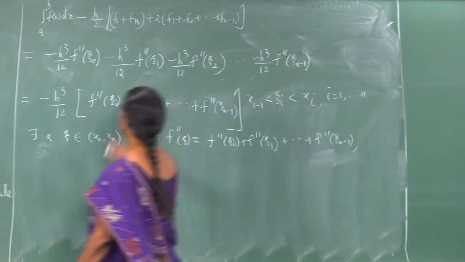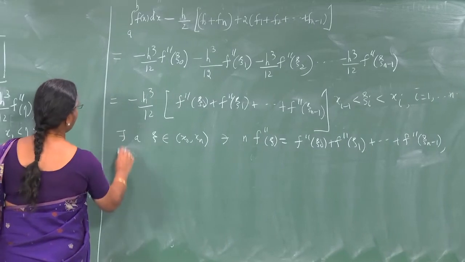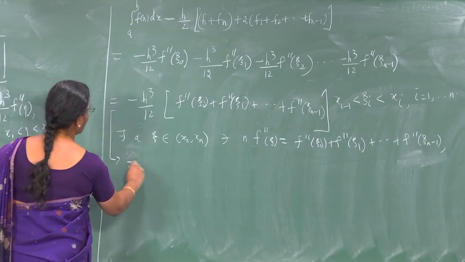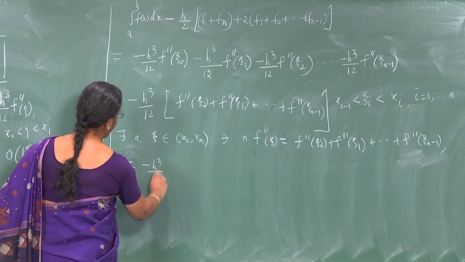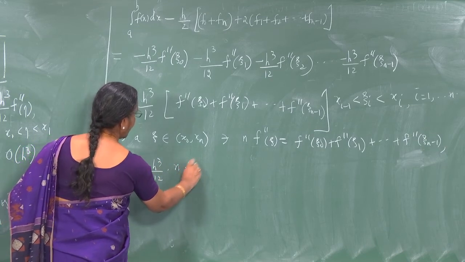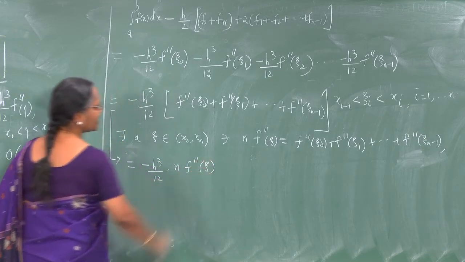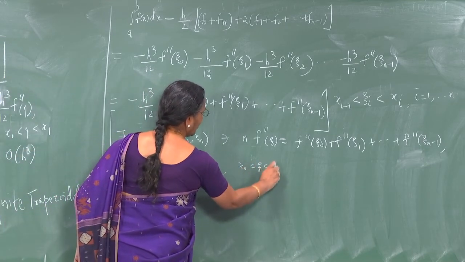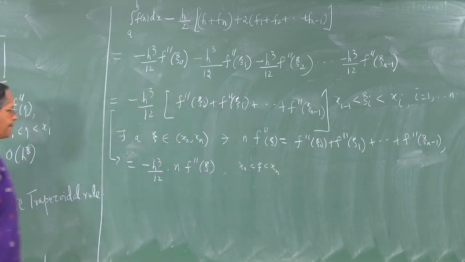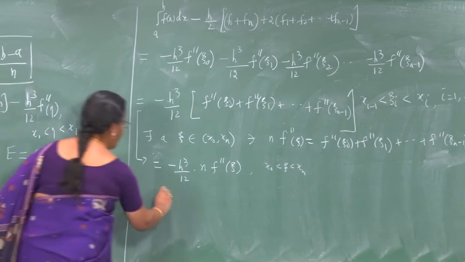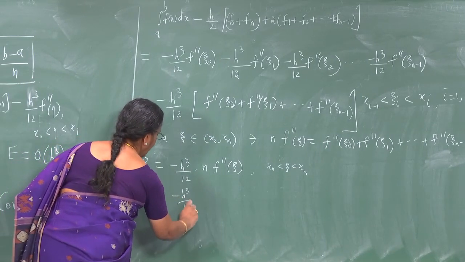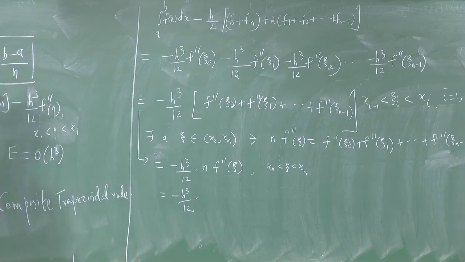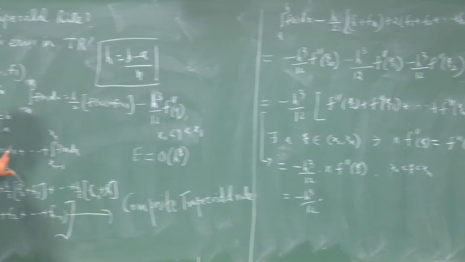So, I use that fact and write down this to be equal to minus h cube by 12 into n times f double dashed at psi for psi lying between x naught and x n. So, this will be minus h cube by 12 into n, I know what is n. How did I obtain this formula?